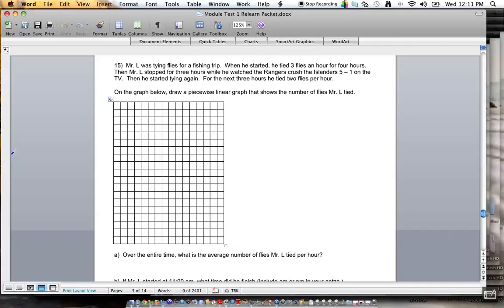So that is your Relearn packet. Do a great job working this Relearn packet out. And let's get the grade where it belongs, and so on and so forth.